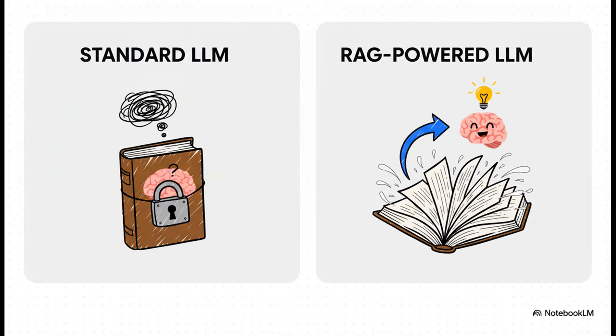Okay, think about it like this. A standard large language model, or LLM, is basically like a student who studied like crazy for a test, but now has to take it with a completely closed book. All its knowledge is just what it can remember from its training data, which is totally static and can be months or even years old. It can't check its facts. But a RAG-powered LLM, that's the student who gets to bring the entire library to the exam. It's an open book test. It can access a huge live library of information before it even tries to give you an answer.